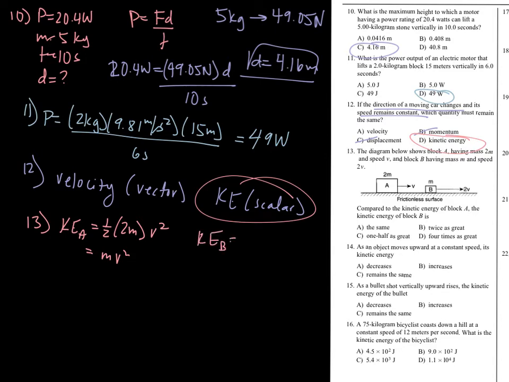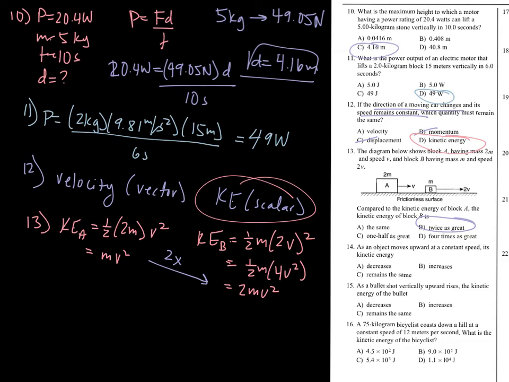Same thing. So 1/2 m times 2v squared. Now notice here v is squared, so that's going to be 4v squared. 1/2 m 4v squared gets us to 2mv squared. Now if you compare both of these, you double it. So block B has twice the amount as block A. What affects it more is the velocity, because velocity is squared.